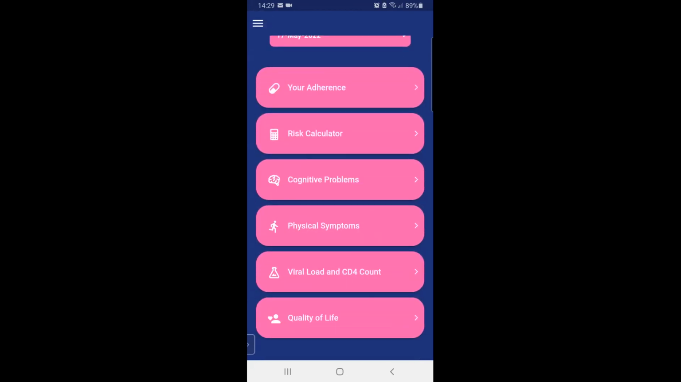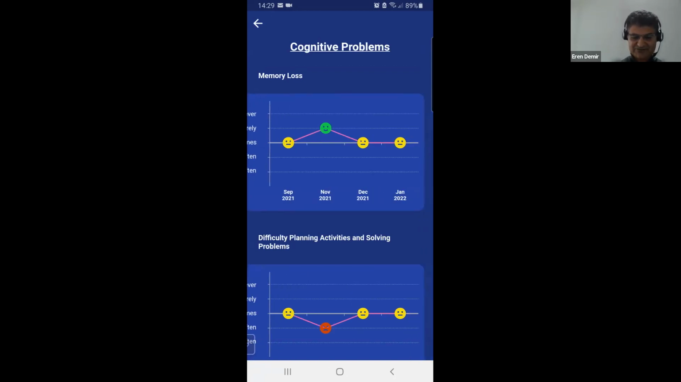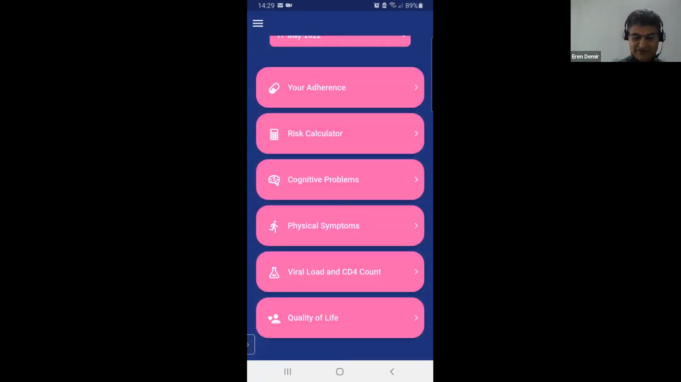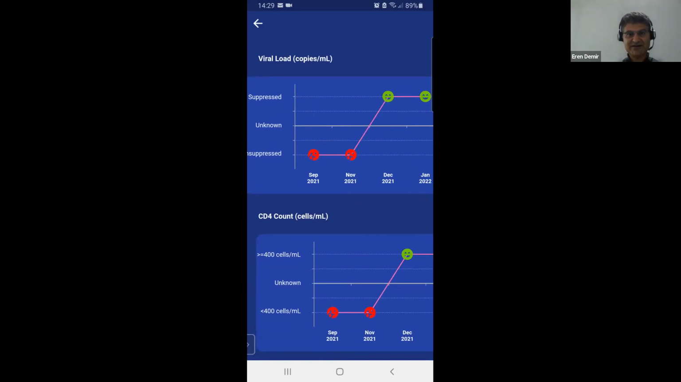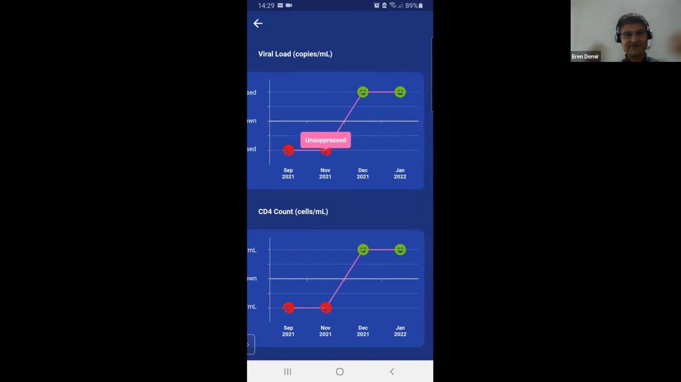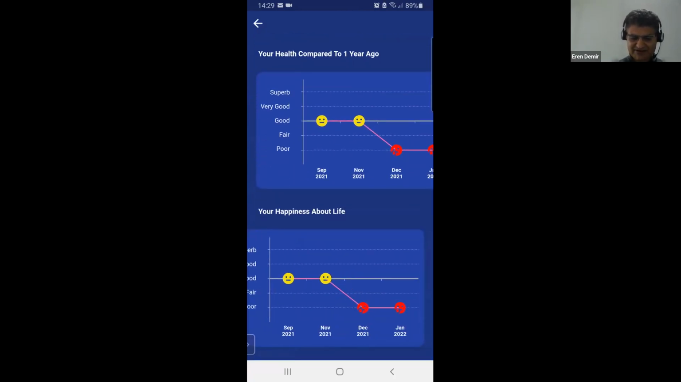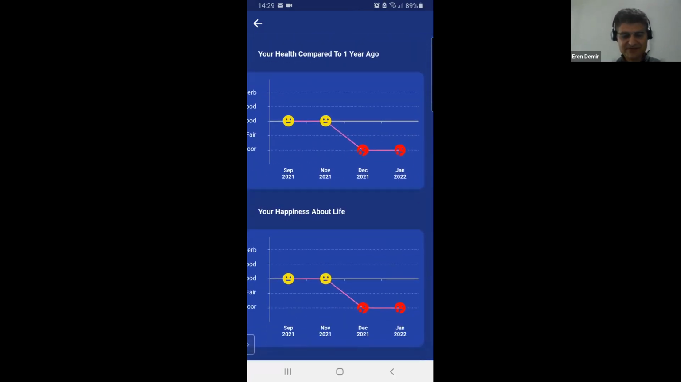Here, for instance, you've got your reports around cognitive problems. Again, over time, these are all different completions of my survey at different time points. Your viral load, for instance, is where the EMR could be integrated so that we send the medical laboratory results online via the app. They don't have to come in just to see it. Quality of life: there's a lot of metrics here. Your current health, your health compared to 1 year ago, your happiness about life. You can see it's all fairly bad. There is some sort of counseling needed for this particular patient.